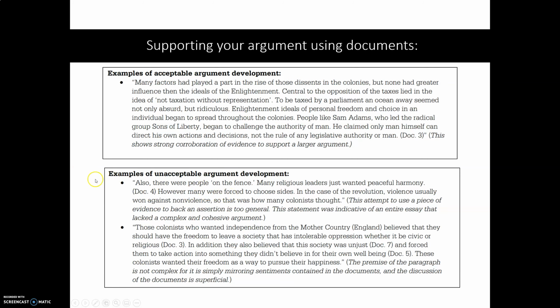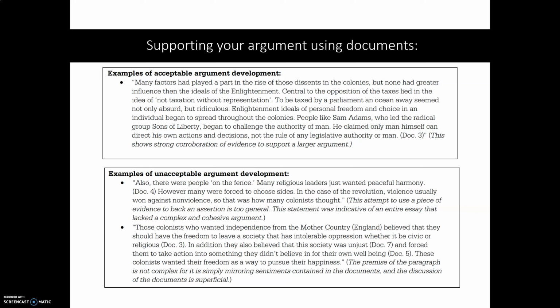What do you not want to do? These 2. Also, there were people on the fence. Many religious leaders just wanted peaceful harmony. Document 4. Hey, they cited a document at least, right? However, many were forced to choose sides. In the case of the revolution, violence usually won against nonviolence. So that was how many colonists thought.